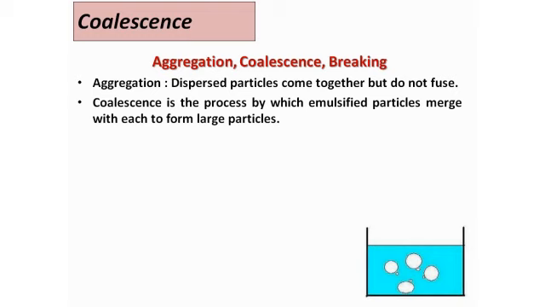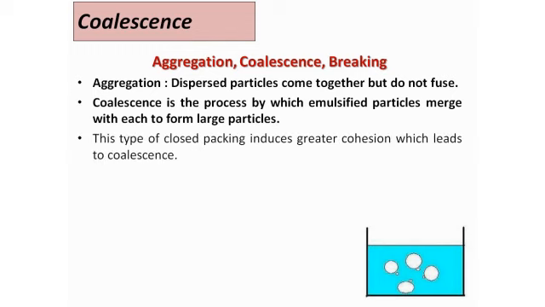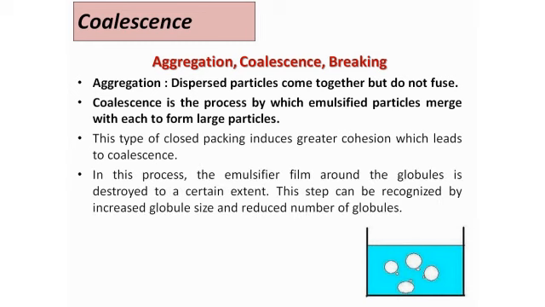Coalescence is a process by which the emulsified particles merge with each other to form a larger particle. In coalescence, the particles will merge with one another and get mixed up to form a large particle. This type of close packing induces greater cohesion, which leads to coalescence. In the coalescence process, the emulsifier film which is present around the globule gets destroyed to some extent.